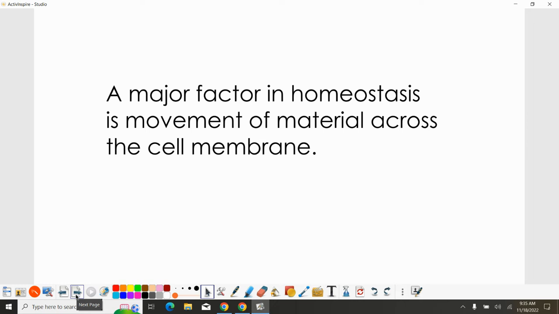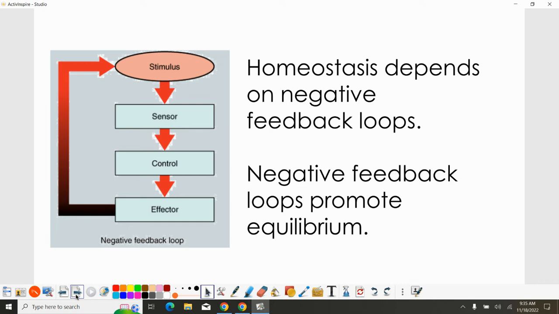A major factor in homeostasis, and one of the key things that helps control it in our body, is the cell membrane and movement of material across that cell membrane. Homeostasis depends on negative feedback loops. This goes all the way back to our second unit, back when we were doing environmental science. In a negative feedback loop, the output of the system pushes backwards on the system, slows down a process, eventually reverses a process in order to promote or maintain equilibrium, homeostasis, as we call it in this particular unit.